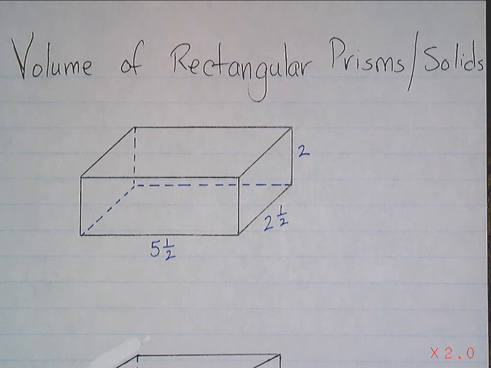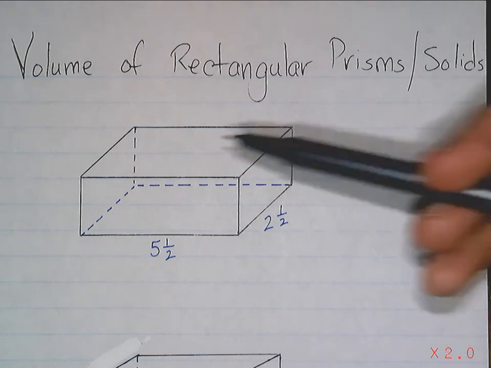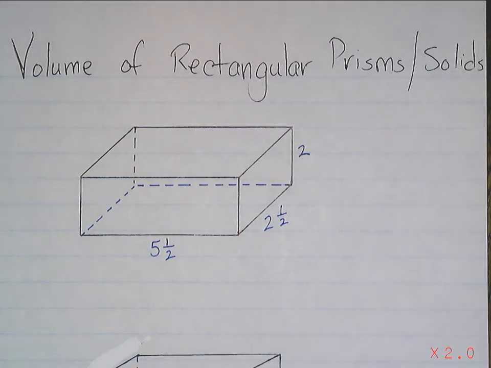Hey guys, we're going to do volume of rectangular prisms or solids. This one's actually pretty easy, comparatively speaking, with surface area. The formula for volume is simply, now this won't apply for everything, but it applies most certainly for any type of rectangular solids or cubes. I've got a rectangular solid here, and down below is a cube.